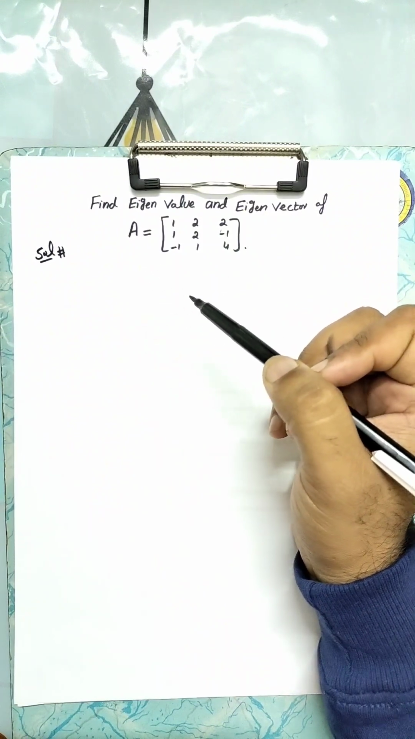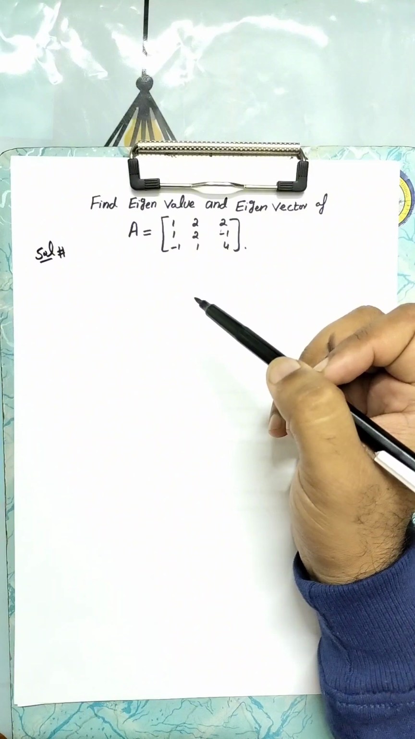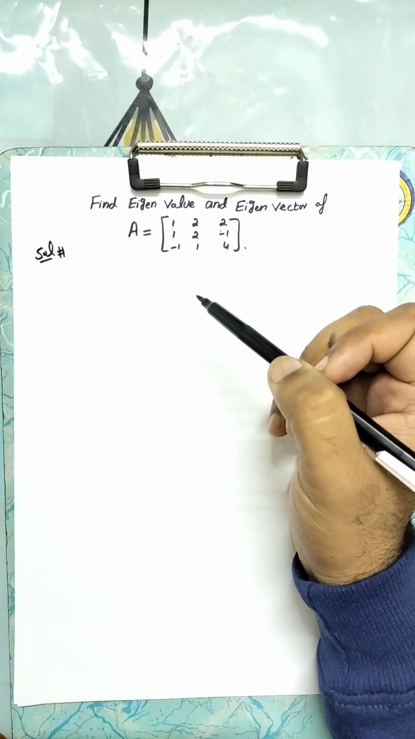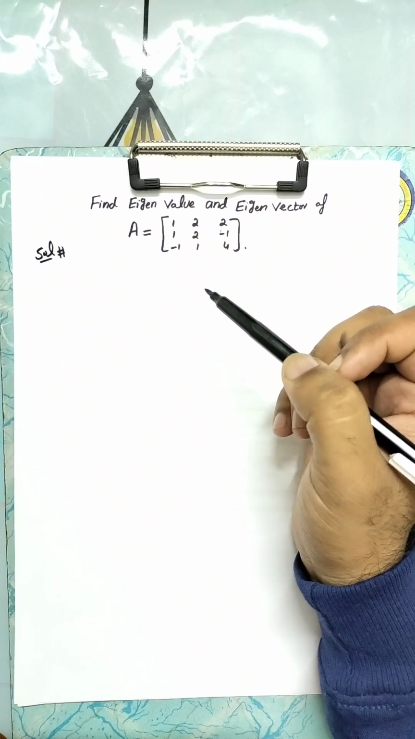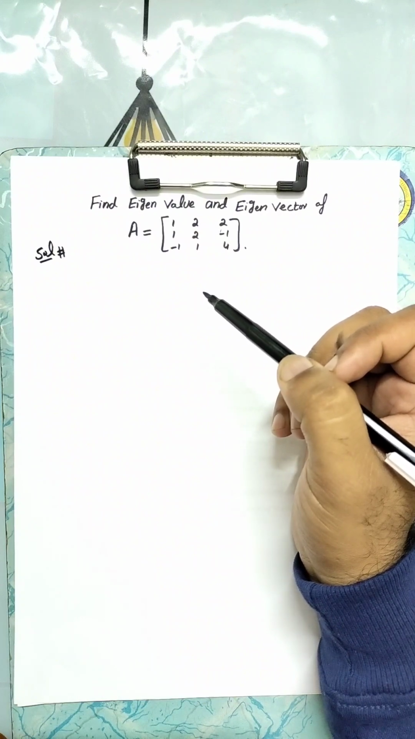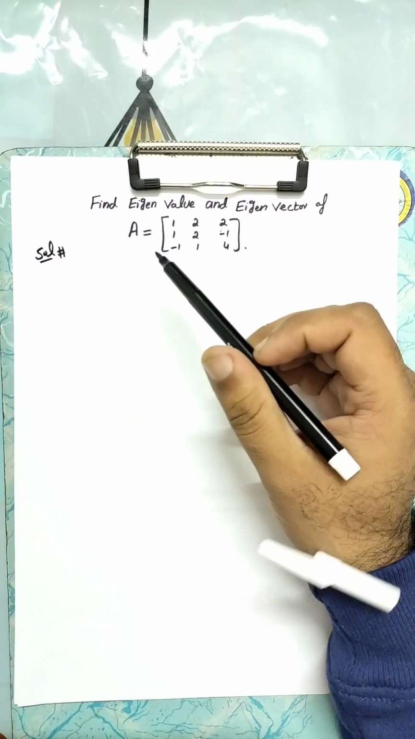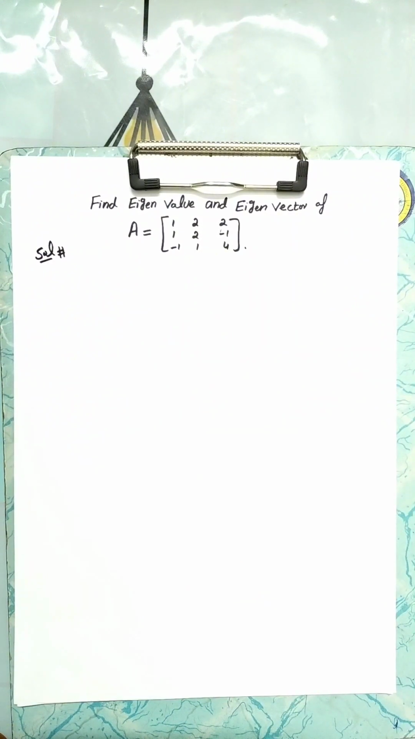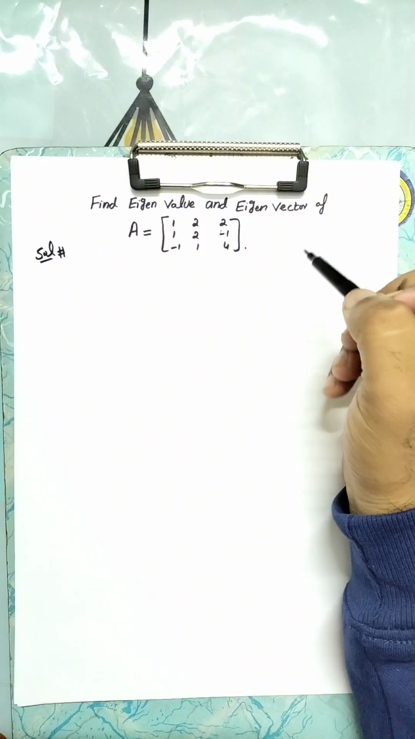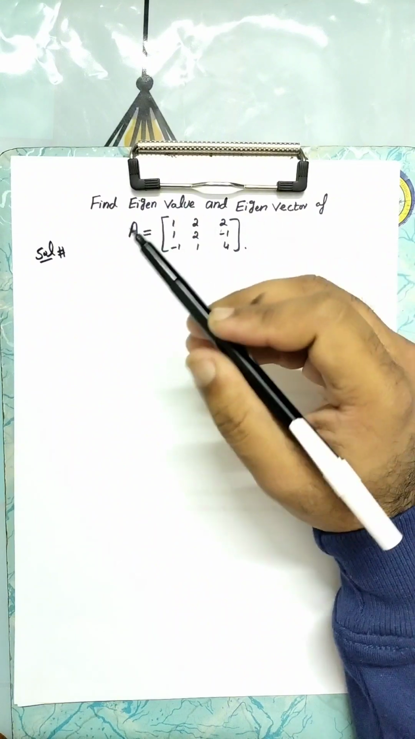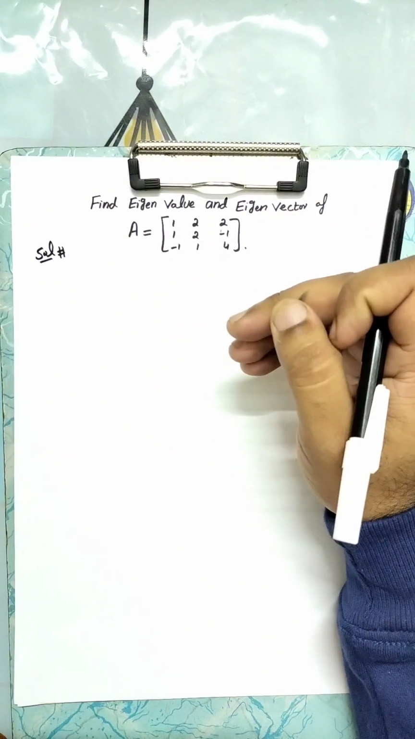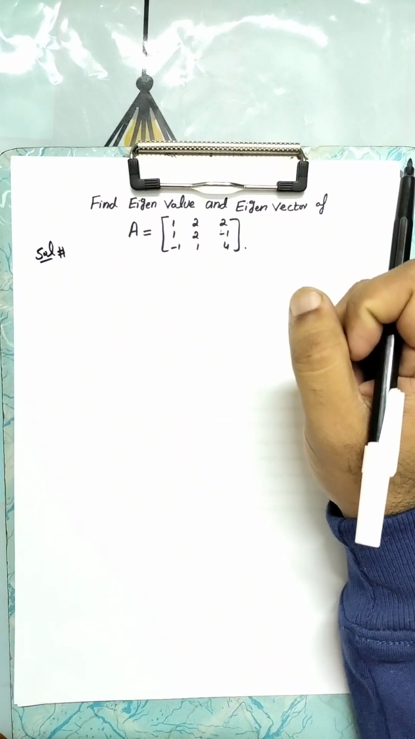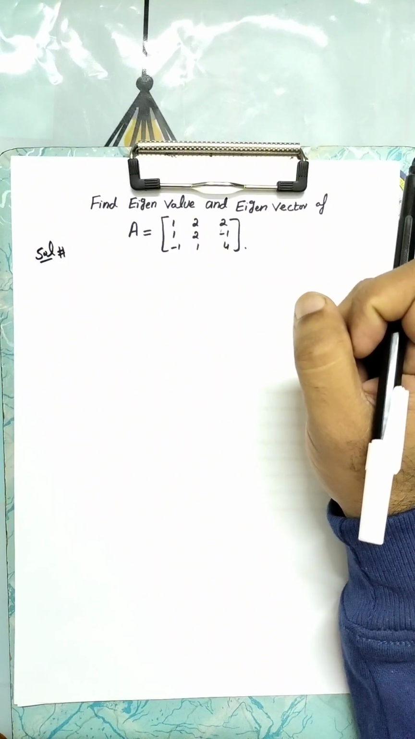Today in this lecture we discuss the eigenvalue and eigenvector of a matrix A. We discuss what an eigenvalue is and its properties, and once we find the eigenvalue, the next step is to find the eigenvector. So first we discuss the eigenvalue, and secondly we discuss the eigenvector.